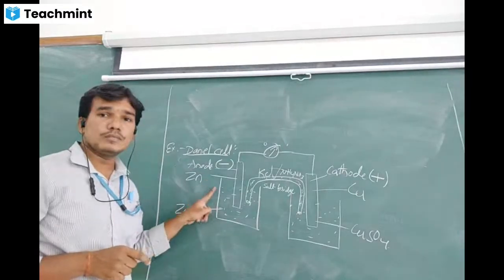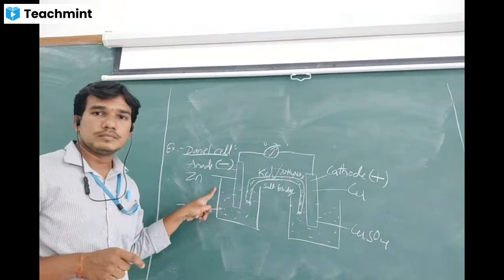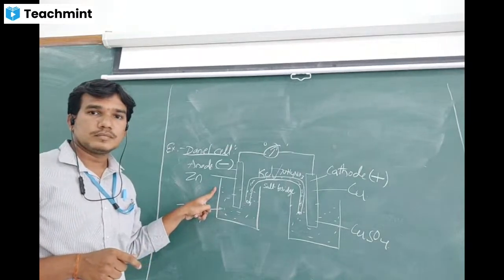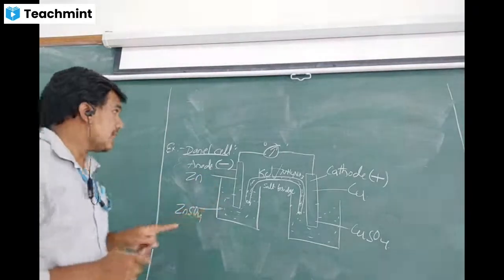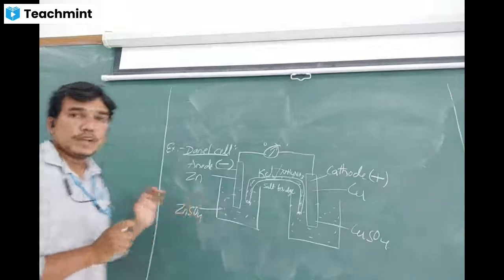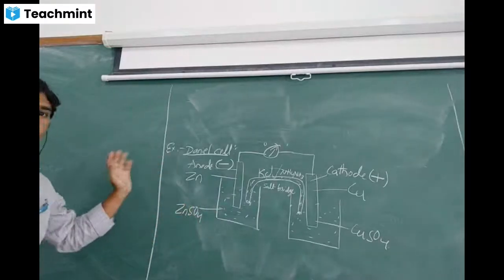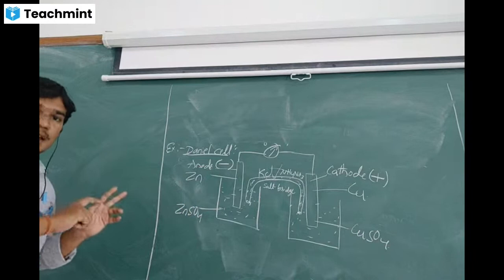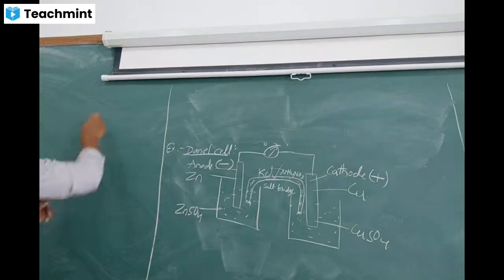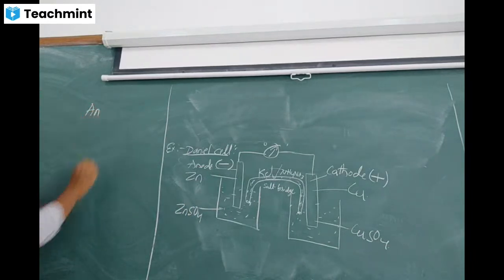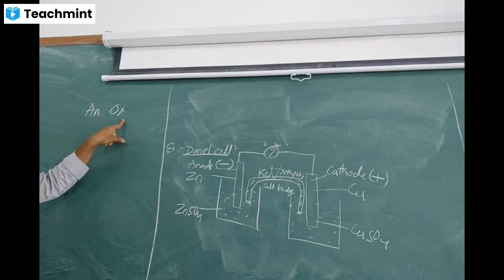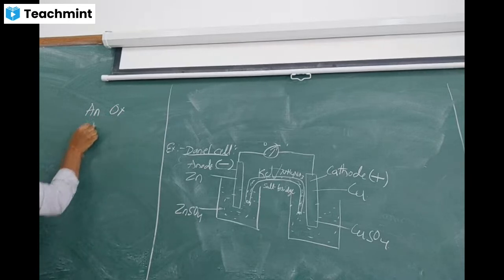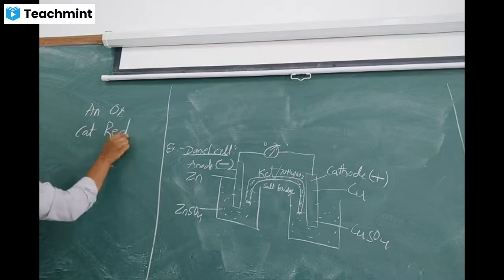At the anode, yes, oxidation. Always at the anode, an oxidation reaction is going to take place. If you do not know which one is oxidation and which is reduction, how do you remember? You have to remember AN OX, RED CAT. Anode, oxidation reaction is going to take place.